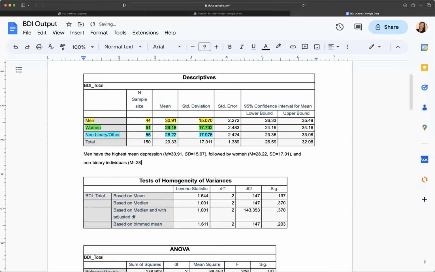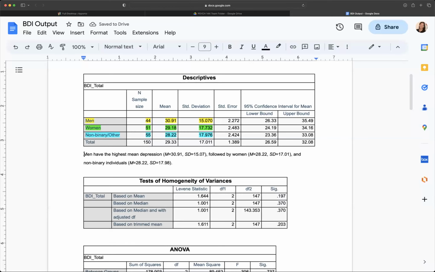So the mean for non-binary is 28.22, standard deviation equals 17.98. If you write all of this out in APA style, it's going to make it a lot easier for you to put together your APA results, which we're going to work on in lecture. And so this just gives us our descriptive information here. So this is one useful piece of information.